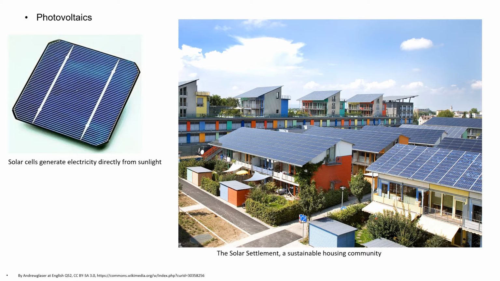Photovoltaic cells are made of silicon wafer and work on the principle of photoelectric effect. This device generates electricity directly from the sunlight. The photovoltaic cells can be arranged to construct solar panels to cover the rooftops to build solar settlement and sustainable housing communities.